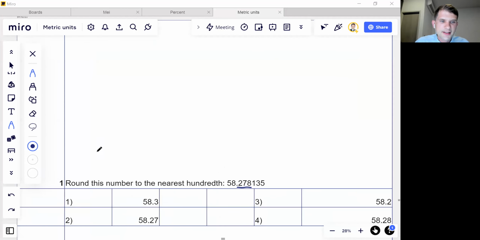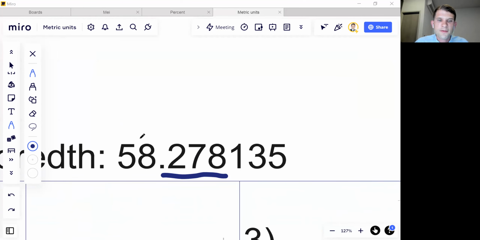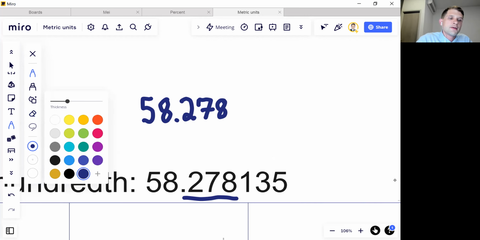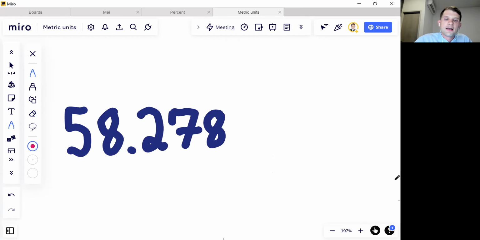And number one asks us to round this number to the nearest hundredth. And we have the number 58 and 278,135 millionths. But we're really only concerned with these first three digits after our decimal sign. So let me go ahead and write just that part of the number out. So this is 58 and 278 thousandths now. And we're going to look at the number that is just to the right of our hundredths digit.